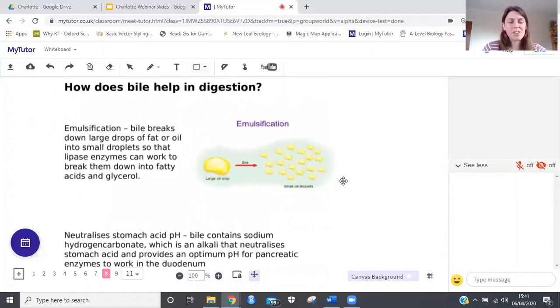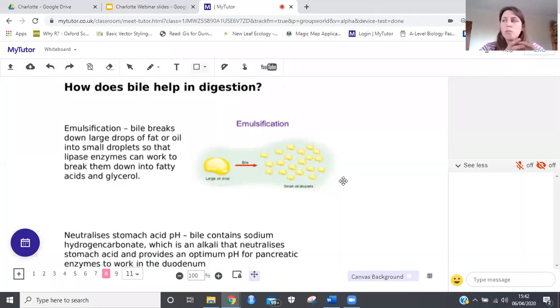Okay, we've talked about bile a couple of times, but until now it hasn't really fitted to talk about it properly. You needed to know about some other things first. Bile is produced in the liver, stored in the gallbladder, and then released into the small intestine. Bile has two particular functions. The first is emulsification. It breaks down large drops of fat or oil into small droplets so that lipase enzymes can work to break them down into fatty acids and glycerol.